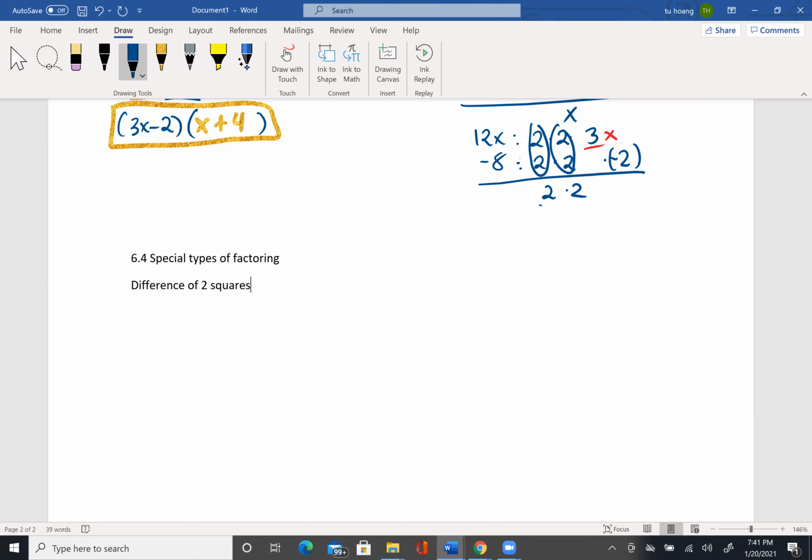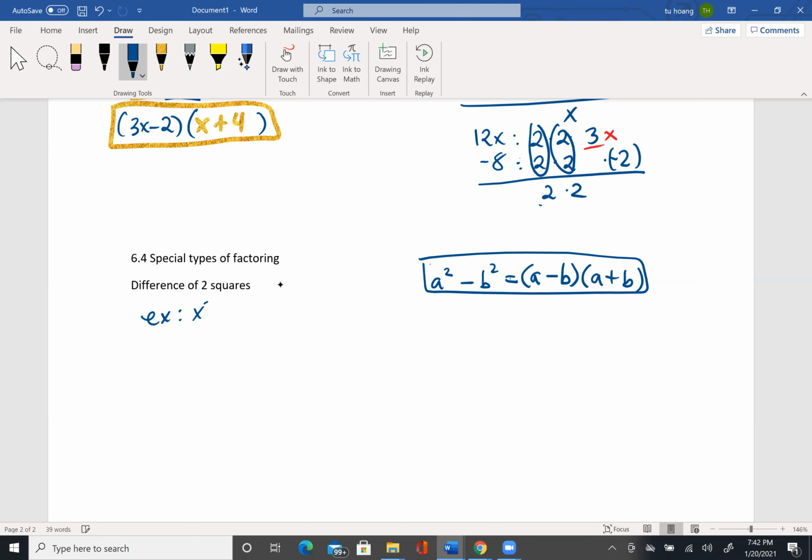So what is the form of that? Let me write that. The form is a squared minus b squared. This is the difference between a squared and b squared, right? So if you see something in this form, you can right away factor it as a minus b multiplied by a plus b. All right, you see that? That is the form, like a special case. So let's do an example.